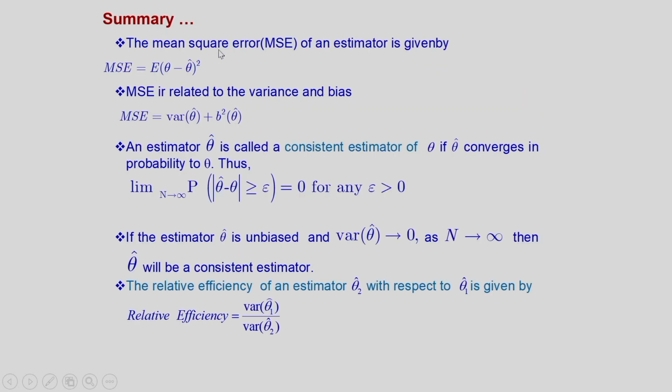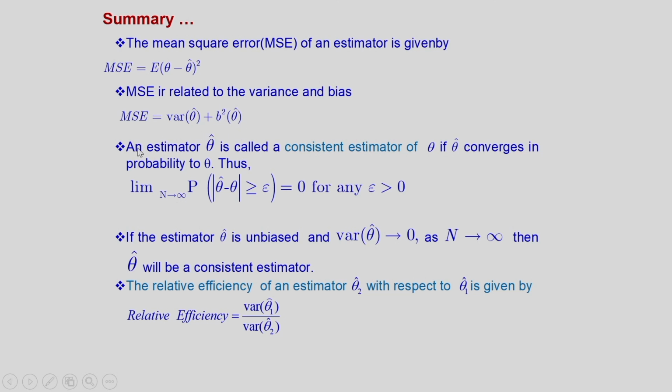We also discussed the mean square error, MSE, of an estimator, given by MSE is equal to E of (theta minus theta hat) whole square. MSE is related to the variance and bias by this relationship: MSE is equal to variance of theta hat plus bias of theta hat square.